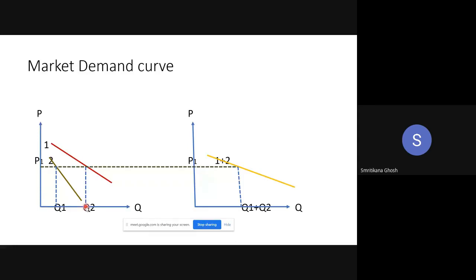And what is the need of the market demand curve? Sometimes we need to know what will happen in the market if the demand is increasing, if the demand is falling, if supply is this and that and all this. So that is why we need market demand.